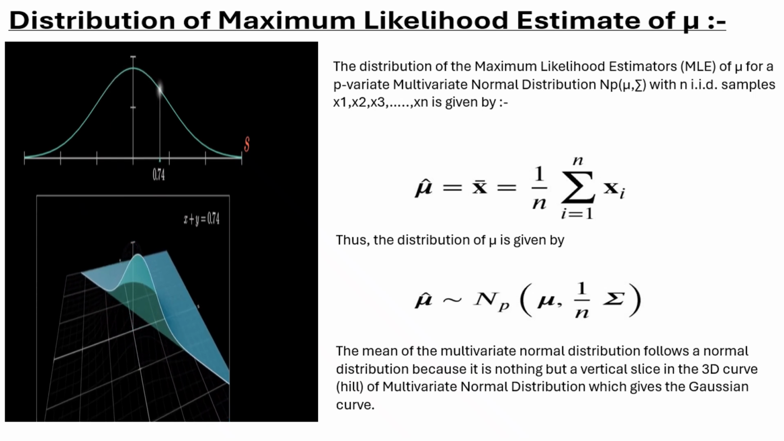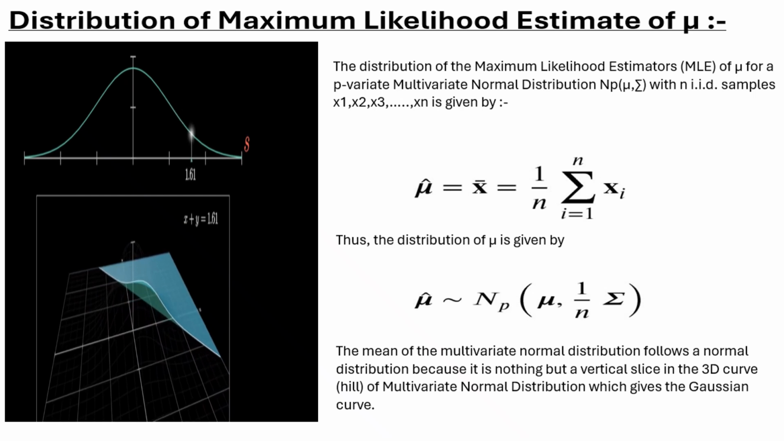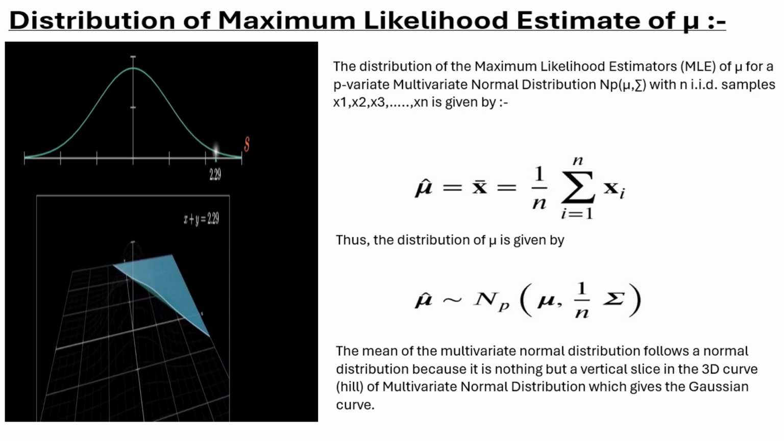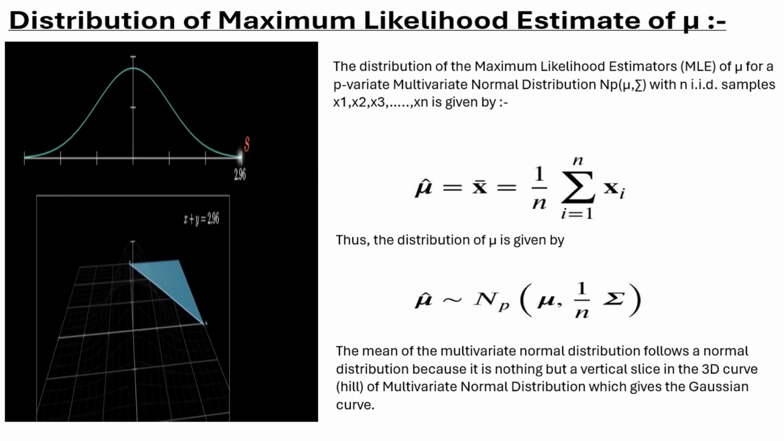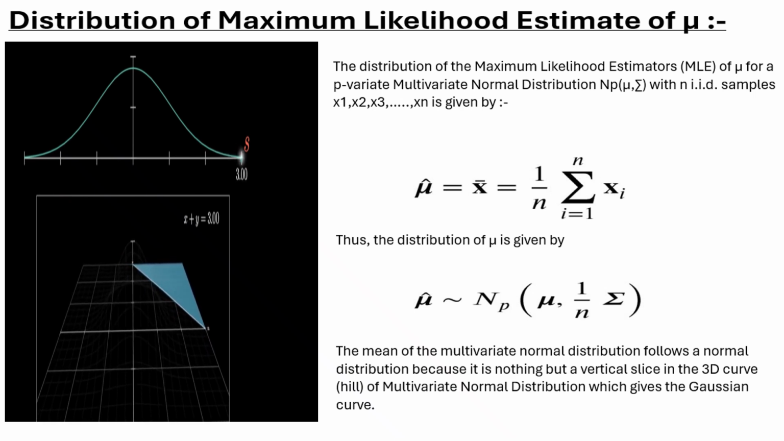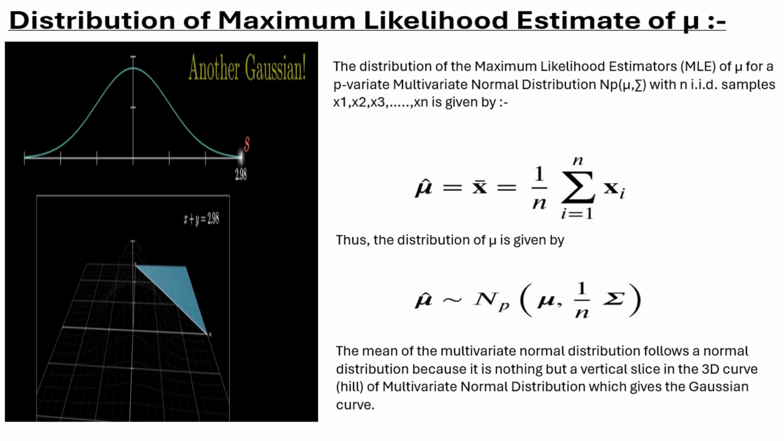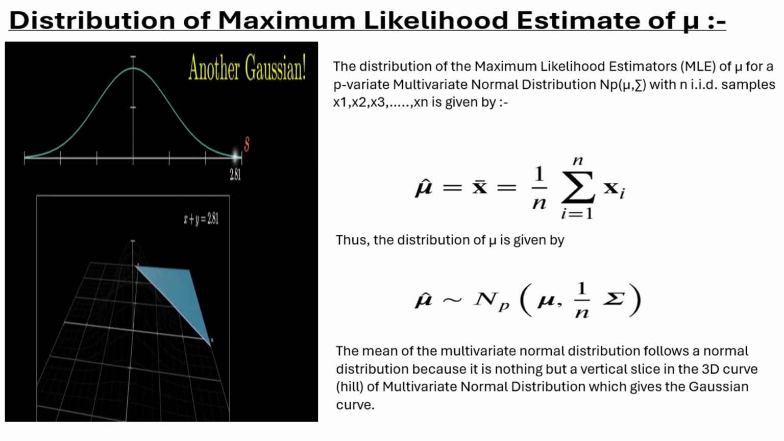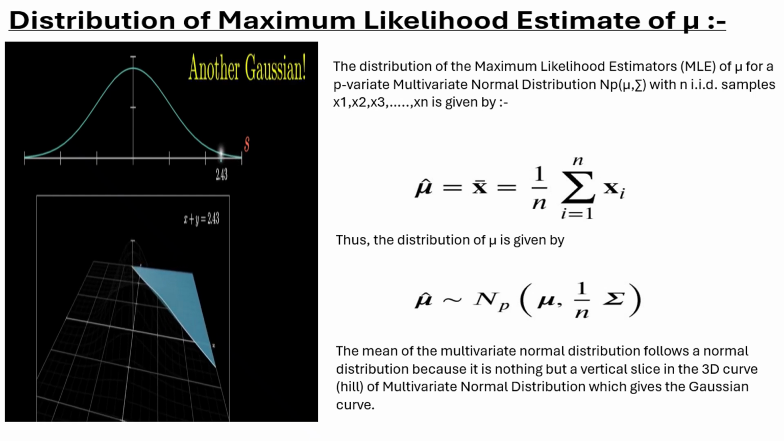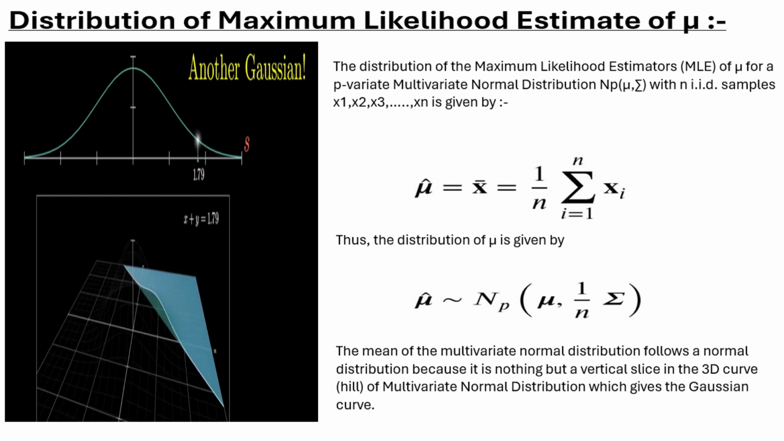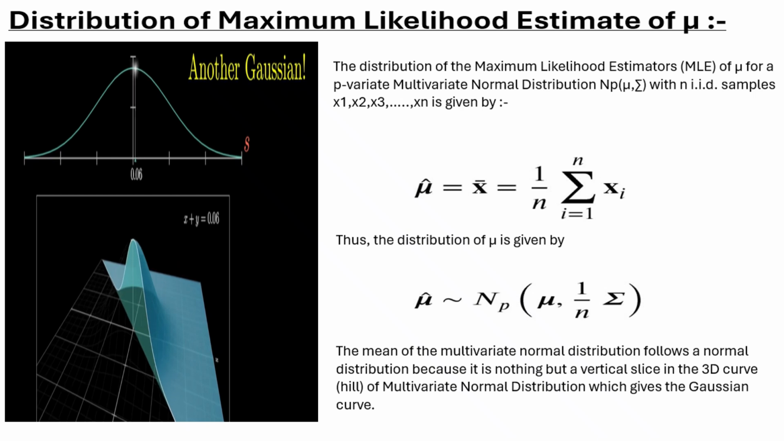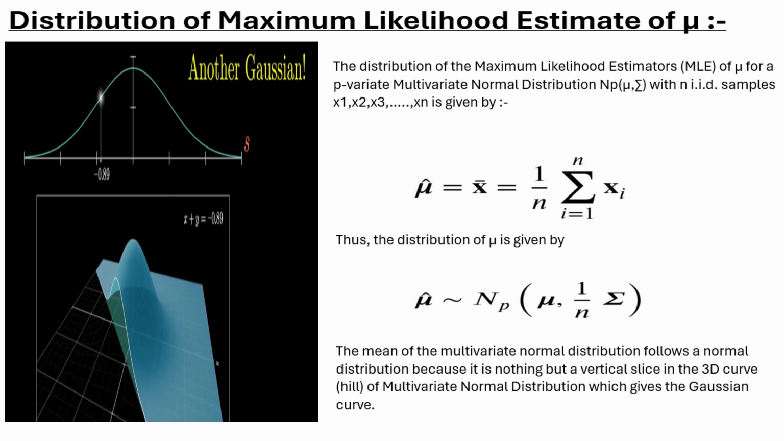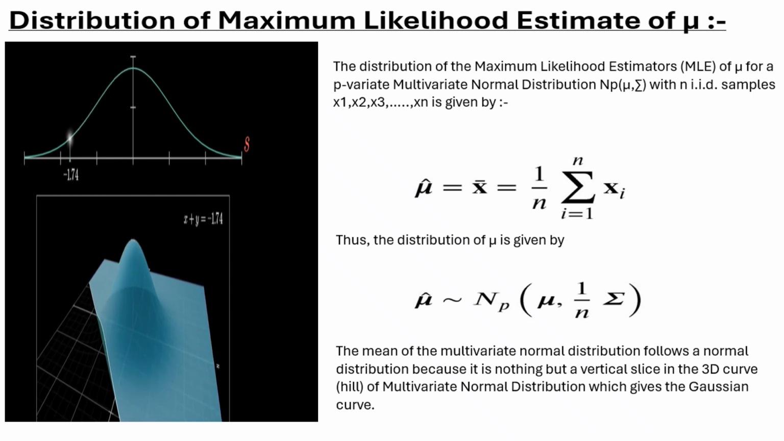Here it can be seen that mu refers to the vertical axis of this multivariate normal distribution, and if we take a slice along this vertical axis, it gives rise to another Gaussian distribution. It is like a horizontal stack of many normal curves, which give rise to this multivariate normal curve.